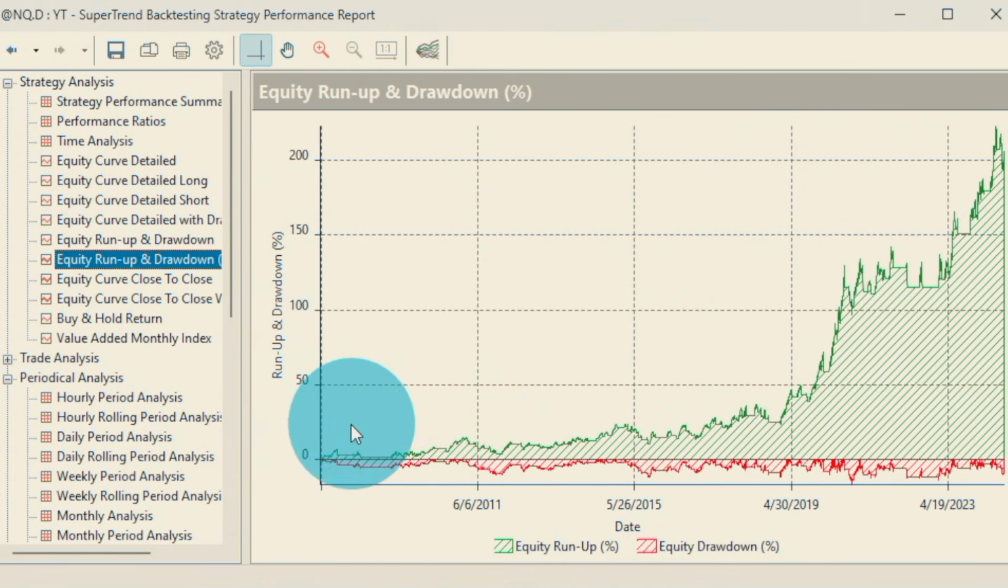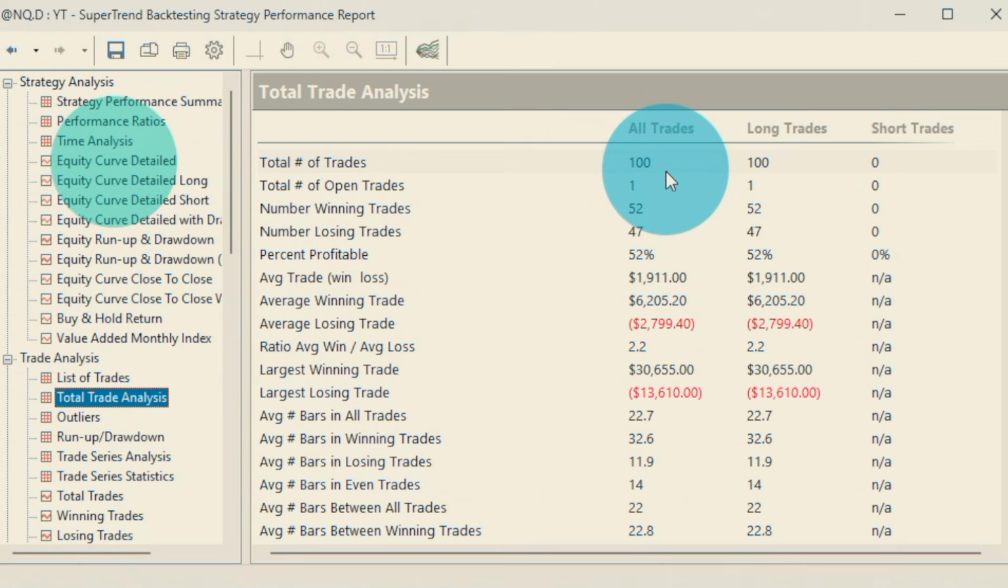And this is the curve. But as you can see, we have only 100 trades. Now we can easily overcome the drawback of the low number of trades by switching to a lower time frame, because with a lower time frame, of course, we will get more signals.